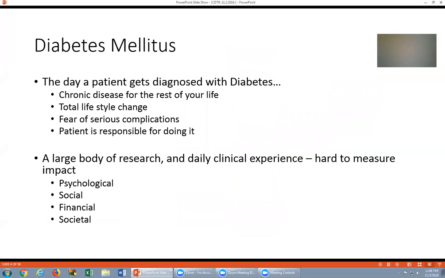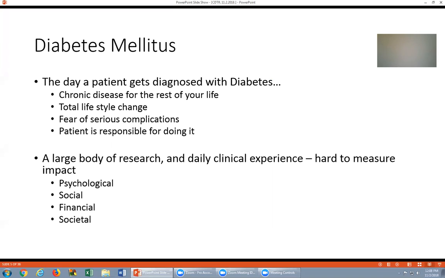And we also need to keep in mind that the day a person is diagnosed with diabetes, that day the person has a chronic disease, we don't have a cure for it. So he's told, you've got this disease for the rest of your life. There's a total lifestyle change. And it's very, very hard. Imagine yourself as limiting your carbohydrates, limiting your sugar, limiting your portion.